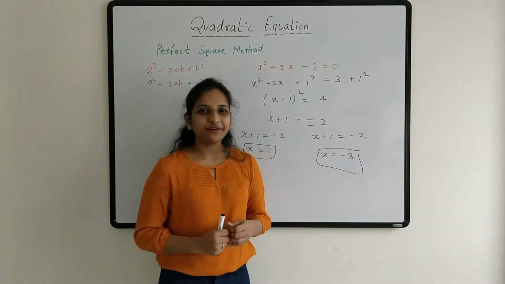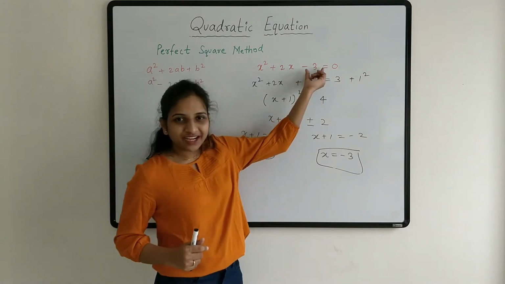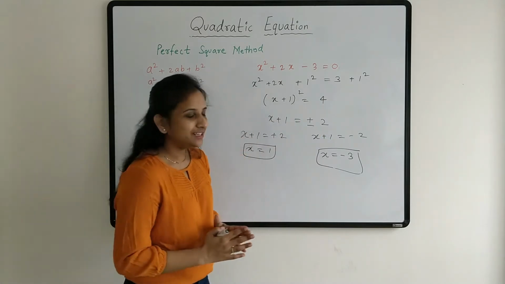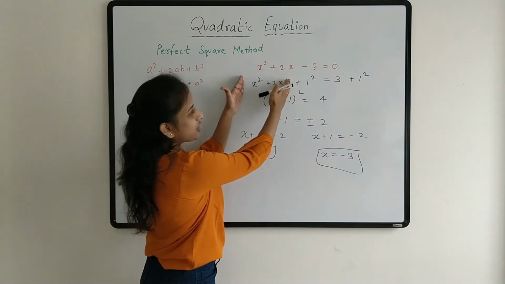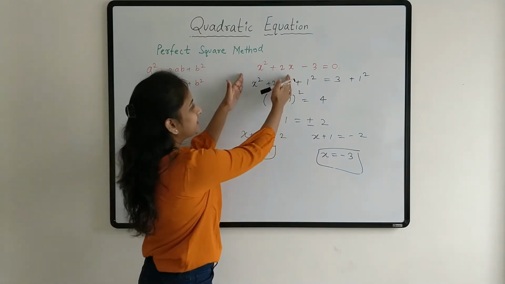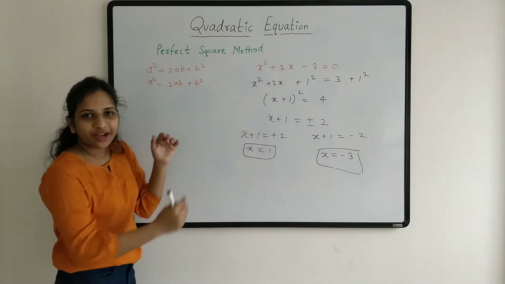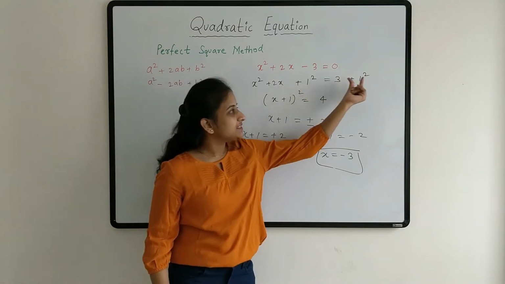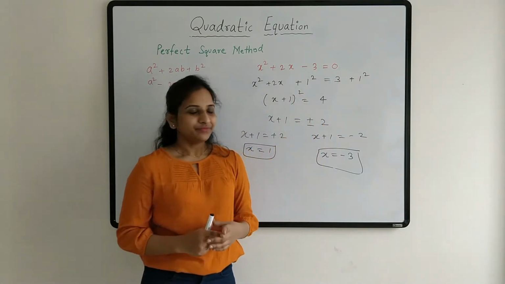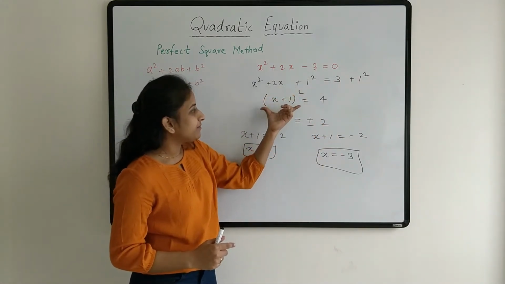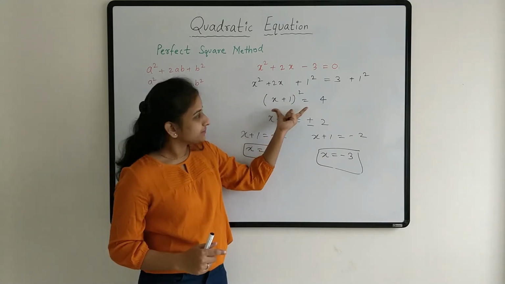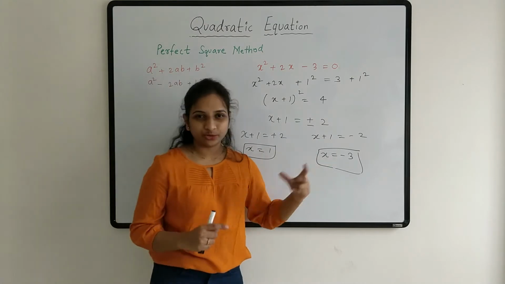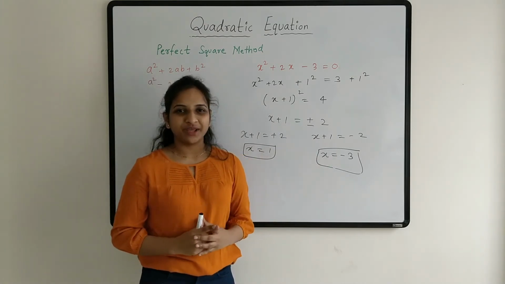In this, what have we done? First we sent the constant term to the RHS. Then, whatever was on the left hand side, we made this term into a perfect square term like this by adding a constant term on the LHS and on the RHS. Then we got the perfect square term on the LHS. Then we took the square root and found the two roots. This is the perfect square method.